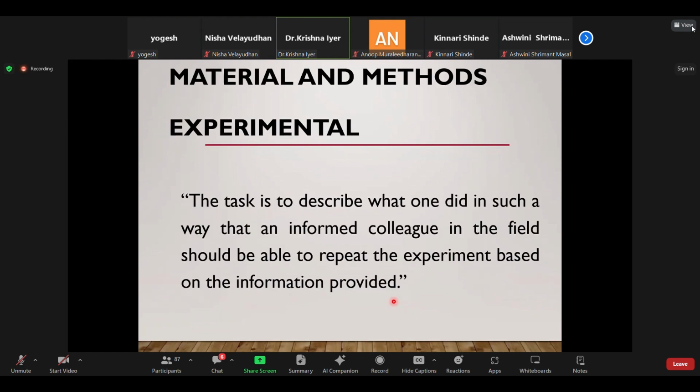Okay, then comes the materials and methods section, or what we call many times the experimental section. If you look at what this section is trying to do, the main aim is to describe what you have done in such a way that anyone in that area of research, or who has a fair bit of expertise in that area, is able to follow what you have written, so that they themselves can repeat the experiment based on the information you have provided for the generation of a result. Okay, and this is very, very important.